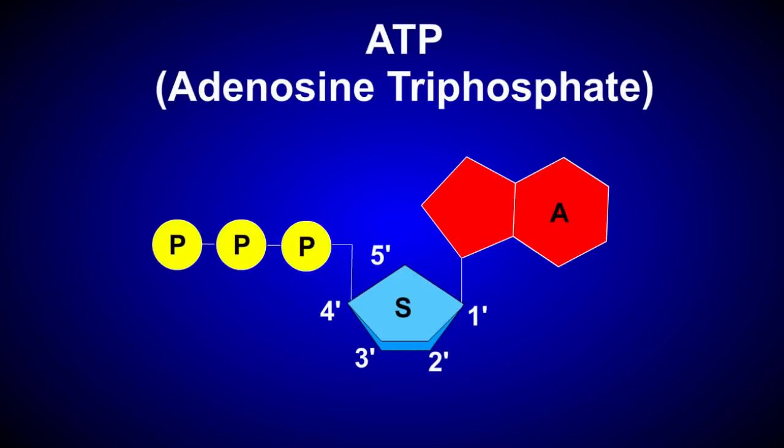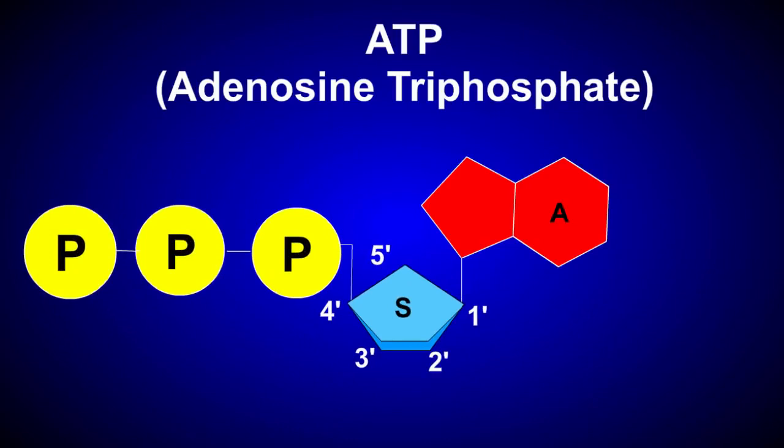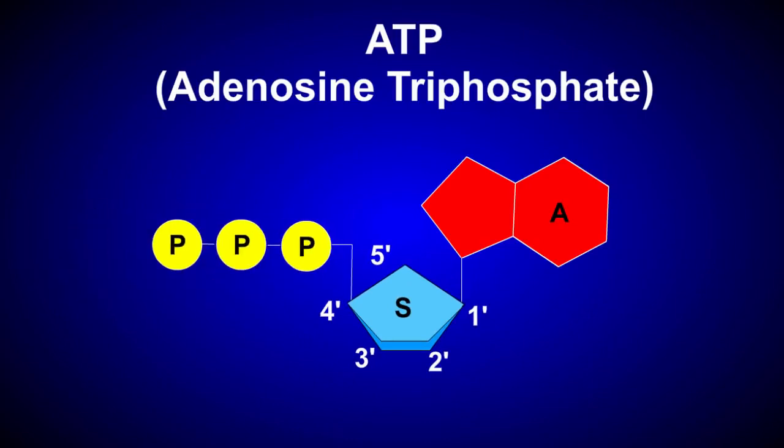ATP, or adenosine triphosphate, is a modified nucleotide that plays a central role in energy processing within cells. ATP is composed of the nitrogenous base adenine bound to the sugar ribose just like in RNA. However, 3 phosphate groups can be added to the molecule. The bonds between the phosphate groups are high-energy bonds. These molecules serve as temporary energy batteries for the cell.